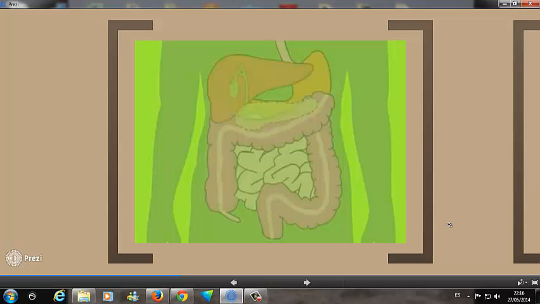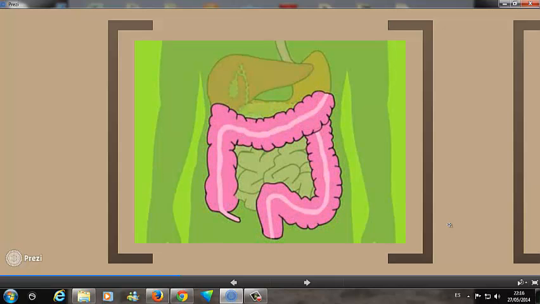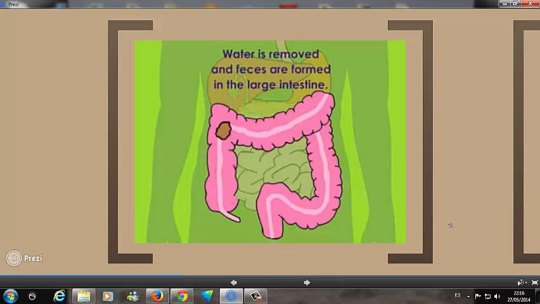Where does it go? Well, what isn't needed moves on to the part of the intestine called the large intestine, where water is removed from the mix and feces are formed. Ew. Right. Next, it's the job of the rectum to pass what your body doesn't need out through the anus. That happens when you poop.